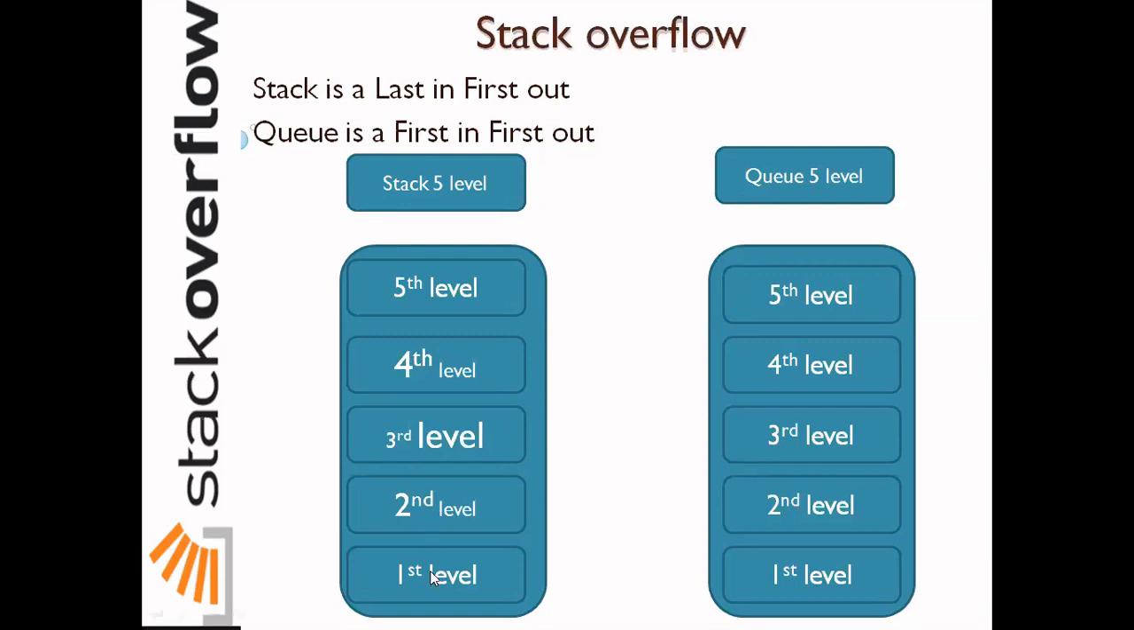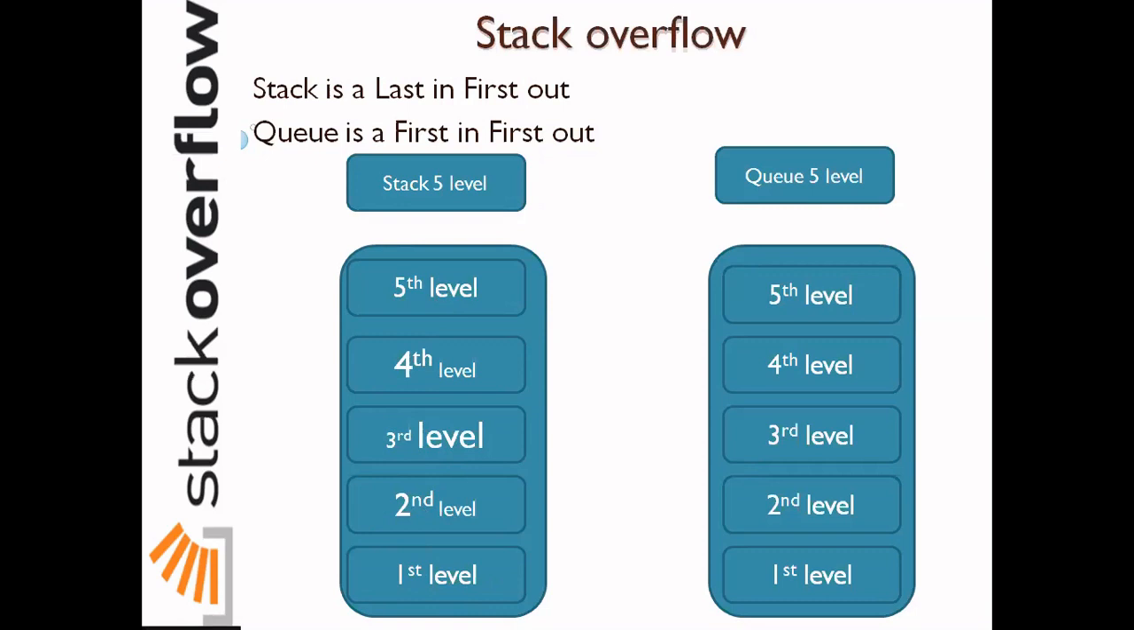First I'm storing the data in the first level, first byte. The second data I'm storing in the second byte. The third byte I'm going to store in the third level, and then the fourth level and fifth level. Suppose I want to take one data. In the stack, the last stored data only I can take first. That is called a stack.